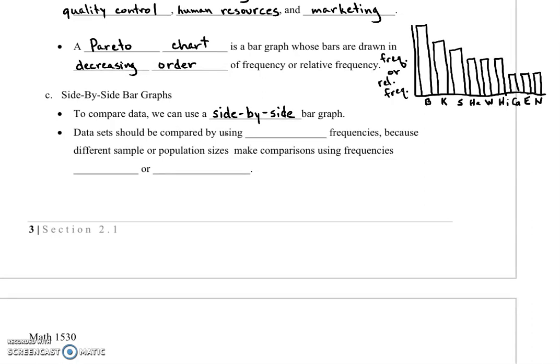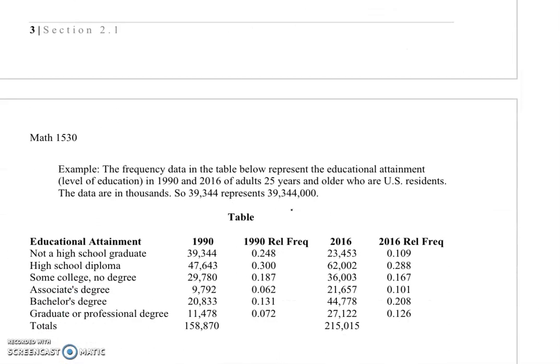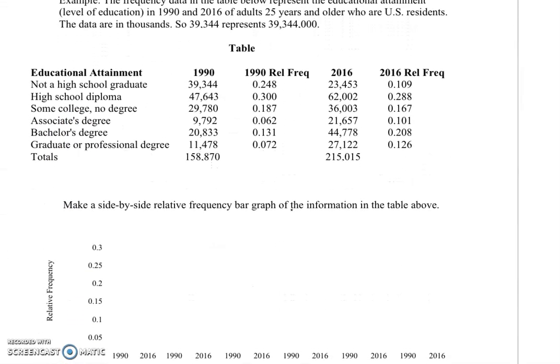So data sets should be compared using relative frequencies, because different sample or population sizes make comparisons using frequencies hard or misleading. So it's better to use the proportion of people when you're comparing two data sets than the actual number. So let's see how this side-by-side comparison works.